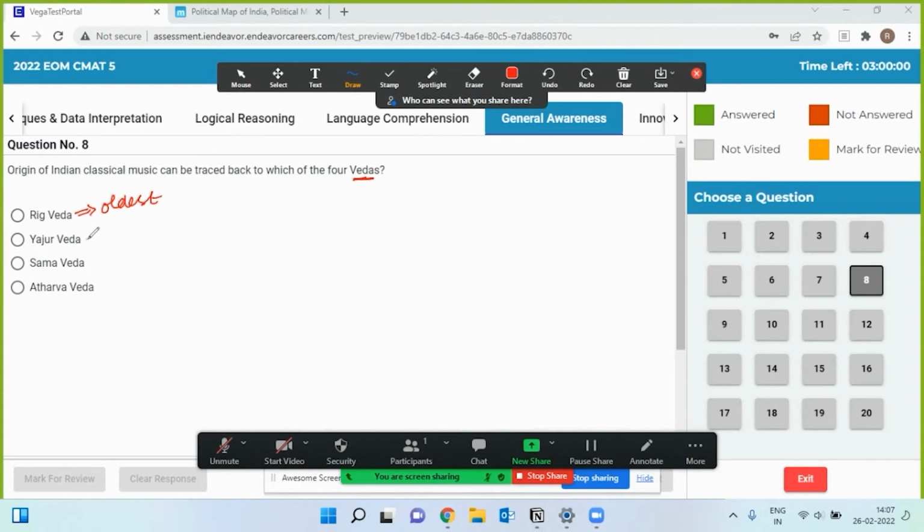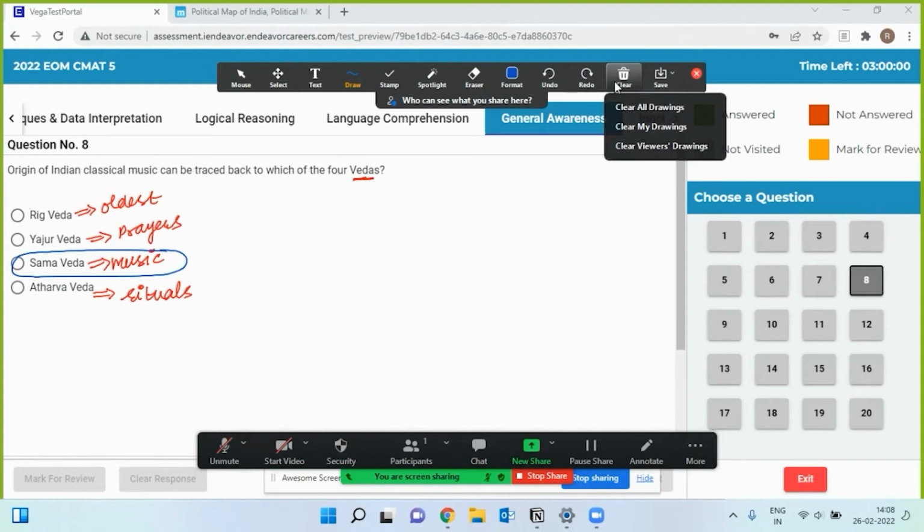And Yajurved is basically a book of prayers. Samved is a book of music, and Atharvaved is a book of rituals, which means the correct answer in this case is Samved. Indian classical music has been developed from, or it has originated from, Samved.